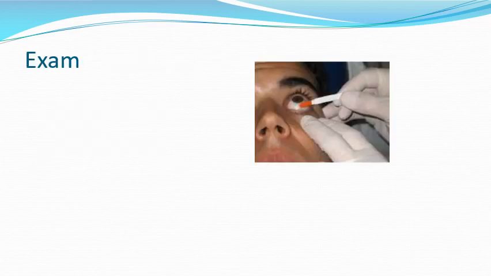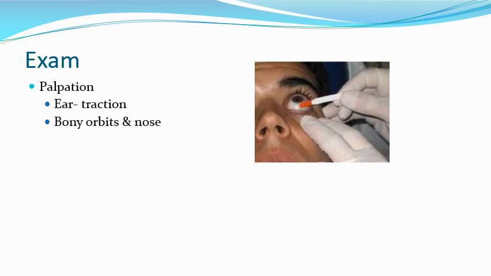So for your exam, it's going to be specific to the region that we're looking at. For the ear, if they're complaining of pain, you could put a little bit of traction on the ear to see if they possibly have an ear infection. It could tell you where their ear infection might be, a middle ear infection versus something like a swimmer's ear. You could also palpate the orbits and the bony areas around the nose.